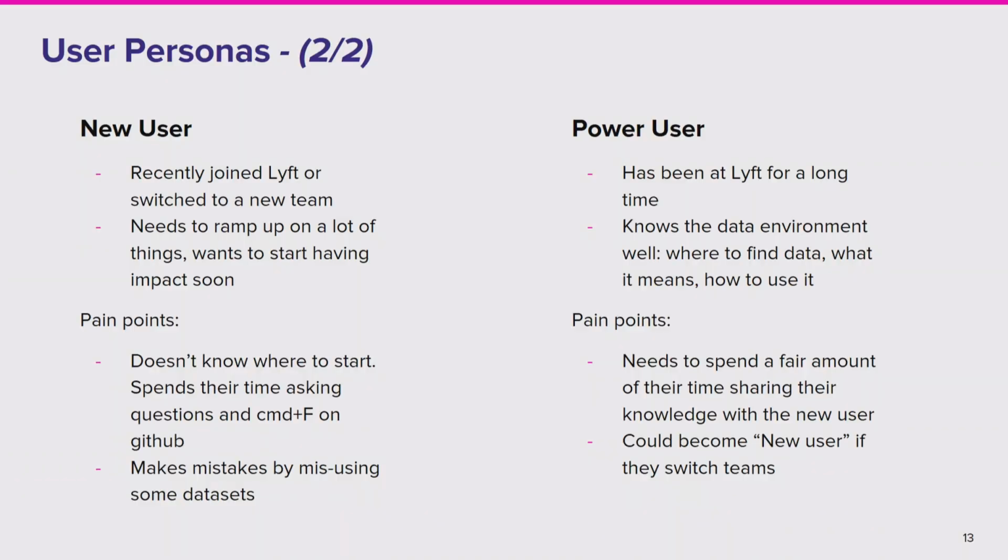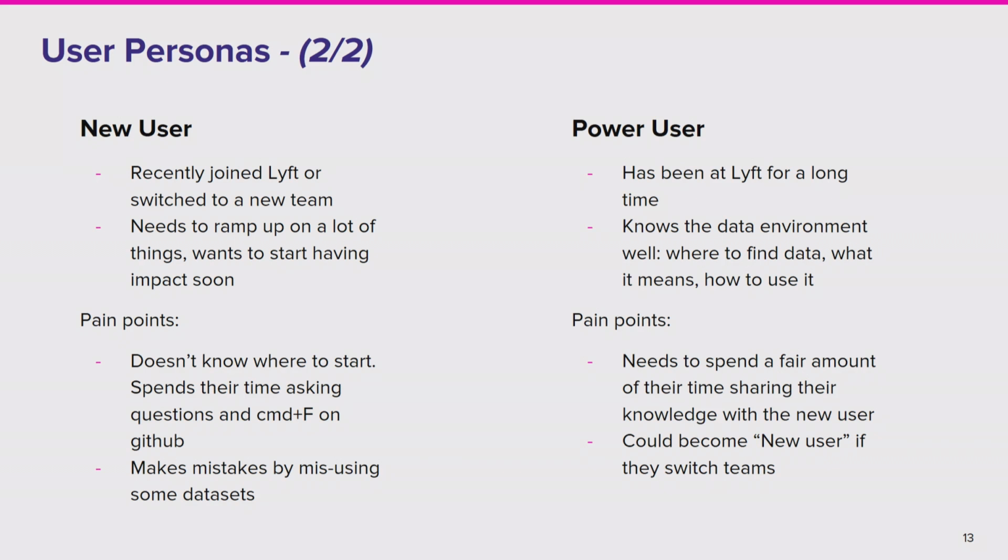Beyond these two personas of analysts and data scientists, there is also a second level of personas to consider. We have our new user, who is someone who recently joined Lyft, or we have the power user, who's someone who's been at Lyft for a long time. The new user in that hypothetical example that I put forward before, they're going to need to ramp up on a lot of things fast. They just joined this company or they just joined this team and they want to start having impact really fast. But the pain point that they're going to have is that they don't know where to start. They're going to spend a lot of time asking questions, just trying to find what they need.